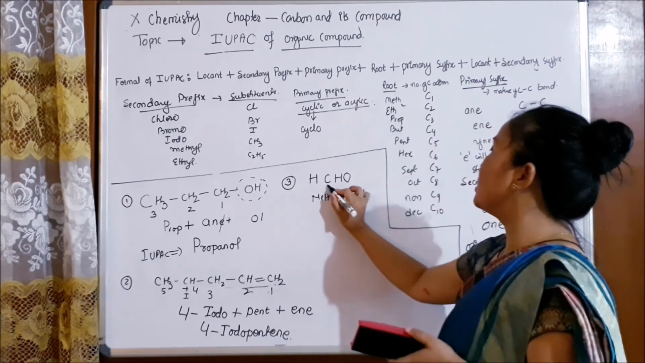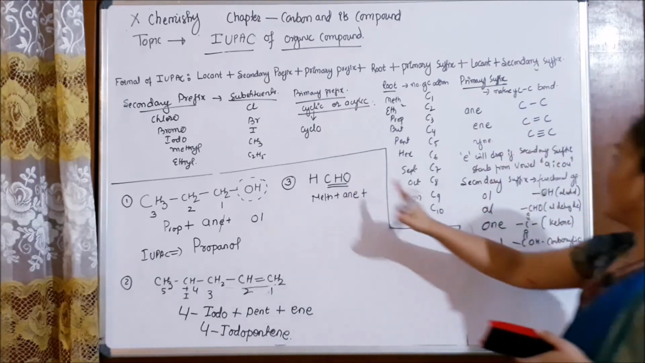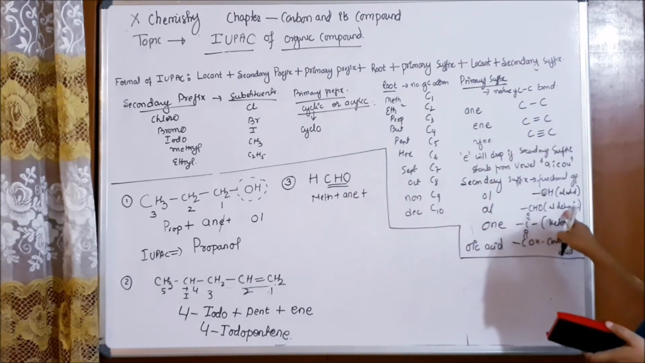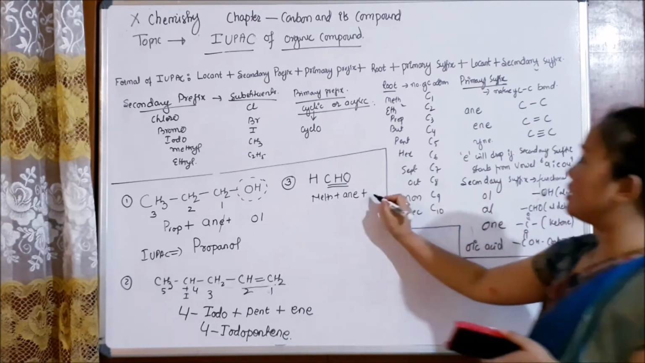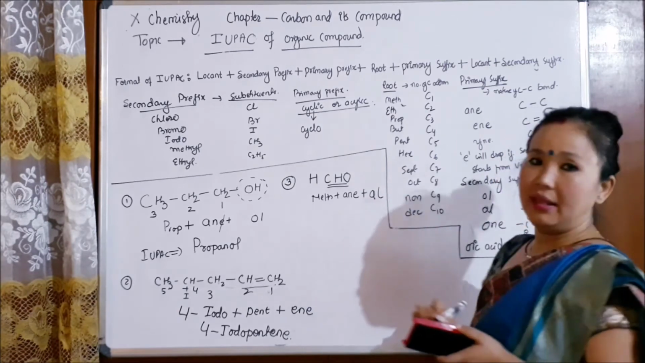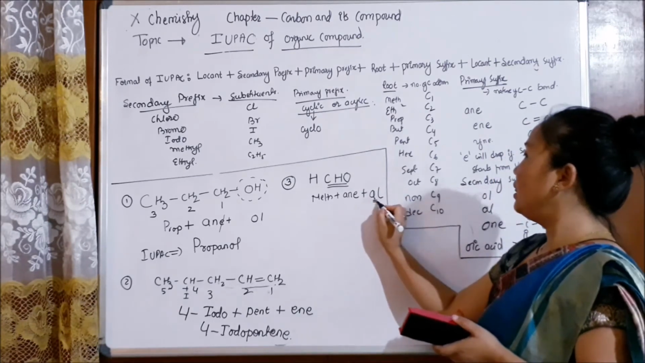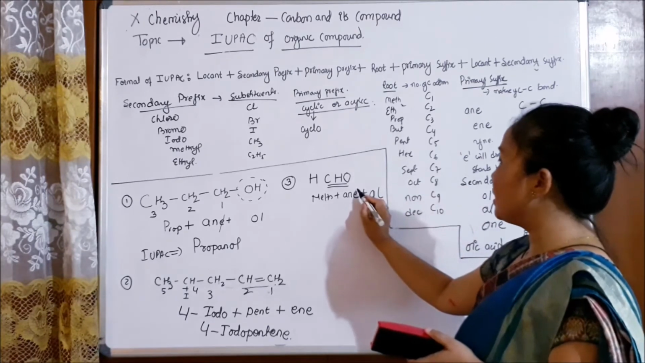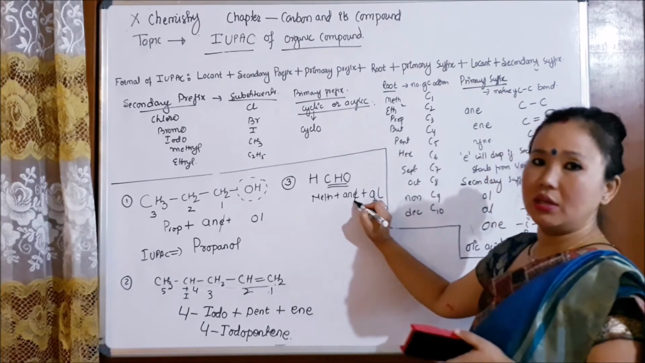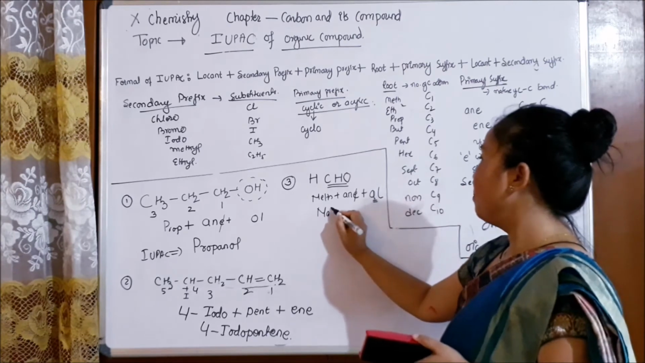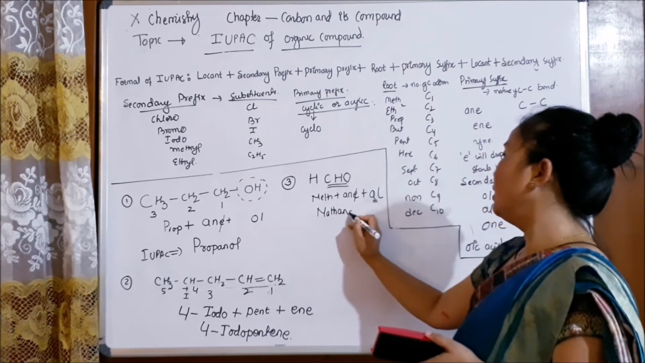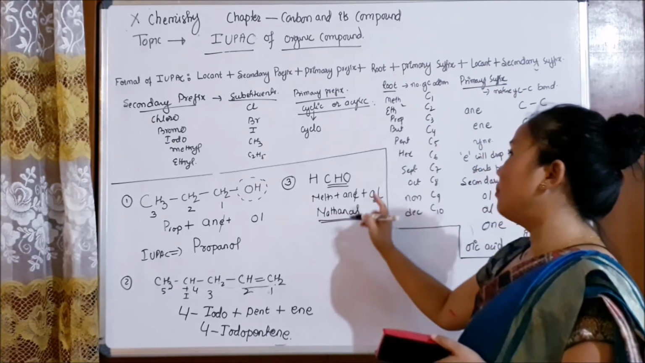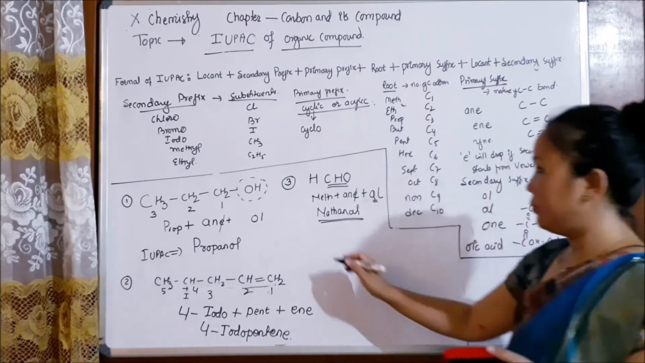Now this is your CHO. CHO means aldehyde, and for aldehyde we write al. Again this is a vowel, so the E of the primary suffix is dropped. So what would be the IUPAC name? Methanal.